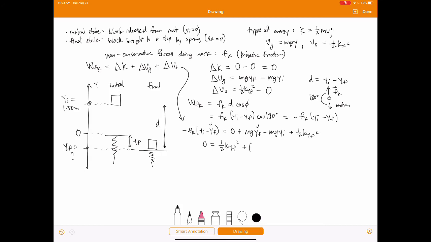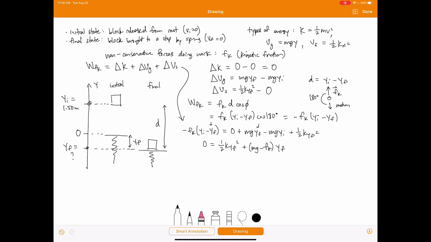Okay, so I have m times g multiplying y final. On the other side, I have the force of kinetic friction multiplying y final. But if I subtract that over to the other side, I'm going to have minus Fk, and that multiplies y final. Okay?